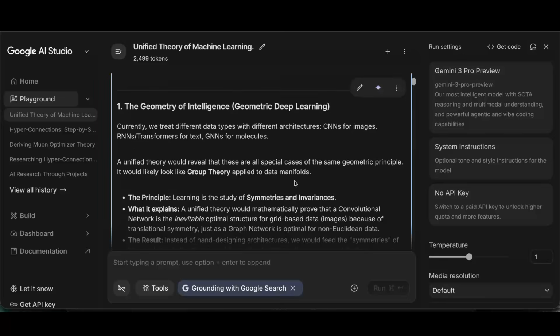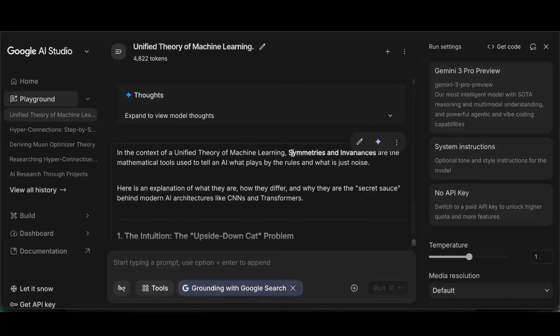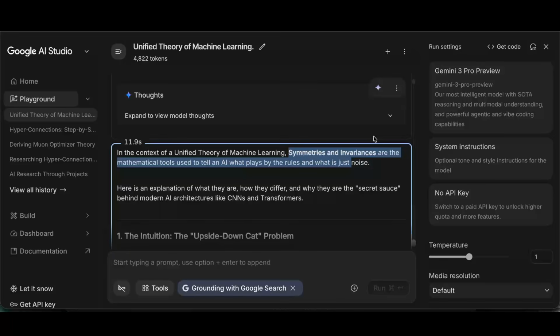I wonder if somebody is gonna do a research paper on this, or maybe we can continue thinking about this as well. So symmetries and invariances would be used to determine what are rules and what is just noise. And I swear AI is already accelerating AI research so much. Gemini is helping me so much.